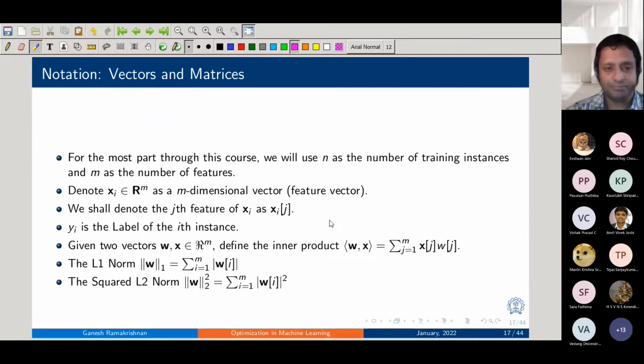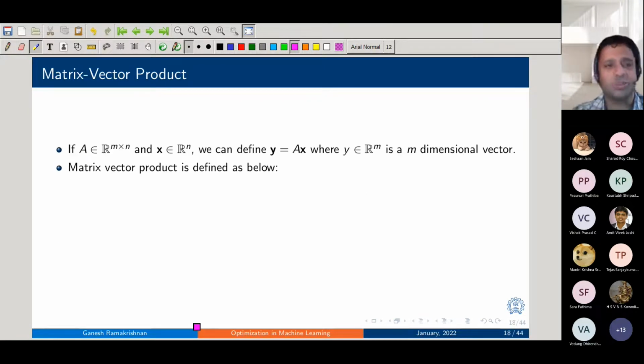And what we will use is y for the labels most of the time. We can have an inner product between two vectors w and x. The L1 norm will be denoted by norm w 1 and the squared L2 norm, for example, by norm w 2 squared and so on. Okay, these expansions are obvious. Please ask me questions if you have any, otherwise we're just going to rush through this.